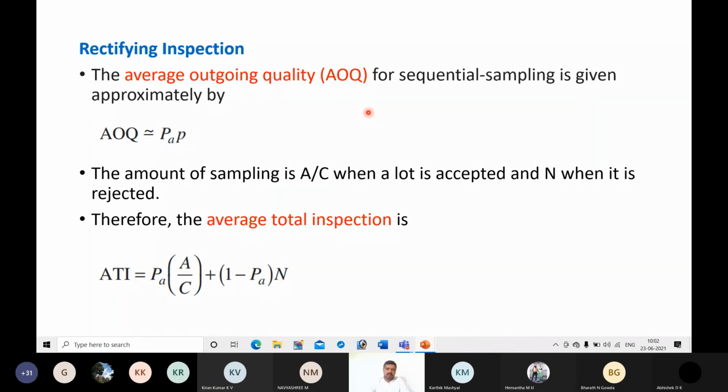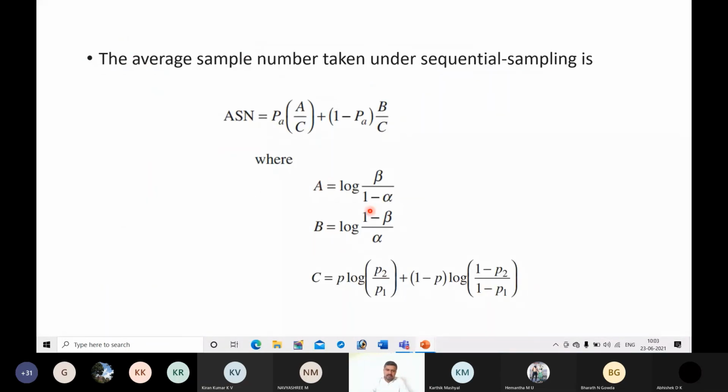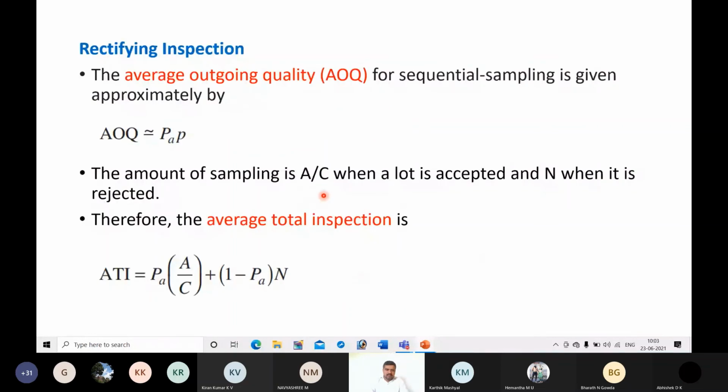The average outgoing quality for sequential sampling is given approximately by this equation. PA is the probability of acceptance, and P is the lot fraction defective. Next, the amount of sampling is A by C. A and C values you can find using these equations. If you know 1 minus alpha and beta, you can find the A and B values. Even C you can find if you know the P2 and P1 values. The amount of sampling is A by C when a lot is accepted and N when it is rejected. Therefore, the average total inspection is given by this equation.